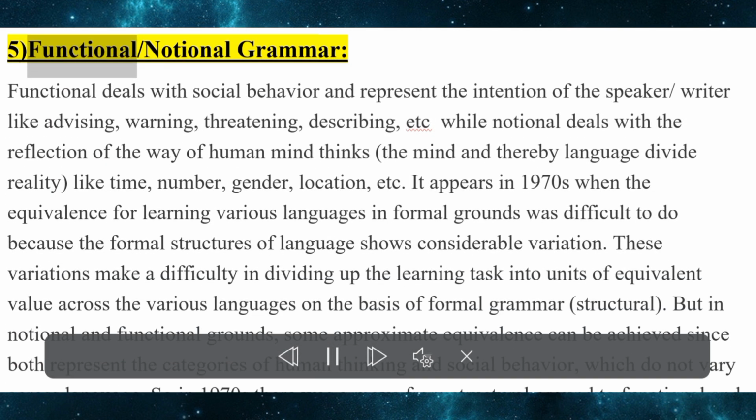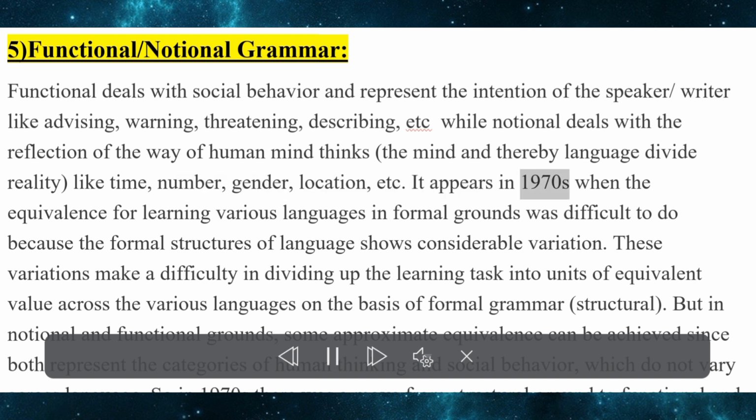5. Functional-notional grammar. Functional deals with social behavior and represents the intention of the speaker or writer, like advising, warning, threatening, describing, etc., while notional deals with the reflection of the way the human mind thinks, and thereby how language divides reality, like time, number, gender, location, etc.